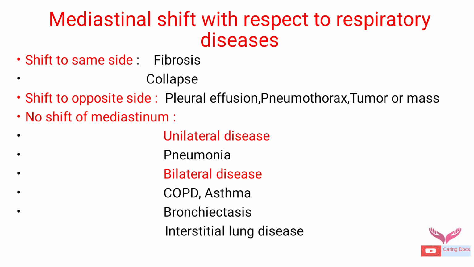So, what are the conditions where we see the mediastinal shift? If there is shift of the trachea to the same side, it is suggestive of fibrosis or collapse on that side. If the trachea is shifted to the opposite side, it is seen in pleural effusion, pneumothorax, tumor or mass. Usually, pneumonia, COPD, asthma, bronchiectasis, and interstitial lung disease don't cause any shifting of the mediastinum.